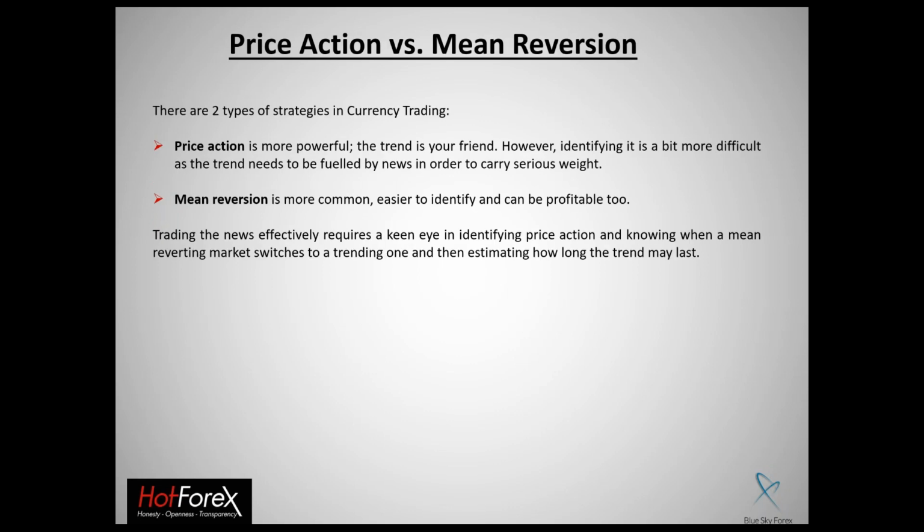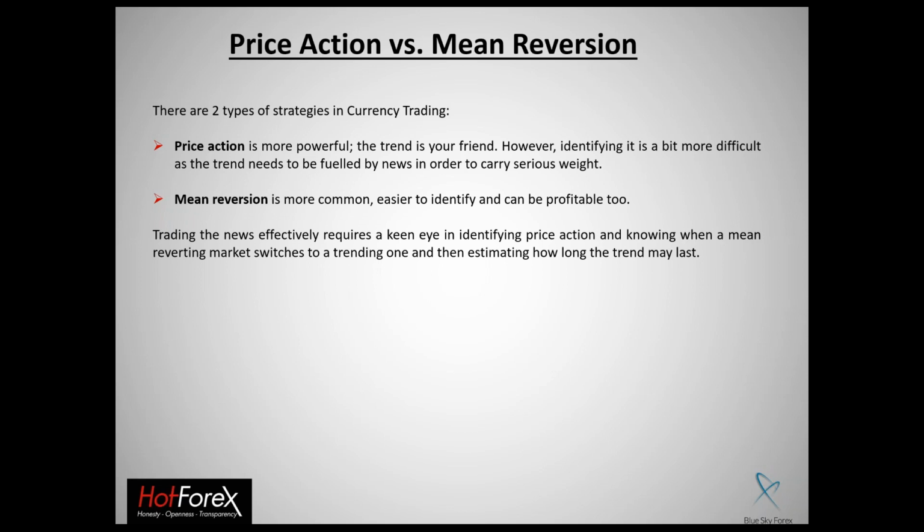So let's take a look at the two market types now. The first is price action, also known as a trending market. It is more powerful because if you spot a proper trend that is tradable, then it's definitely fueled by significant news that is driving the price in a certain direction, and that can be tradable. You can benefit a lot from that significant trend if you know what you're doing. You have definitely heard the expression "the trend is your friend," which is definitely true. So just keep that in mind.